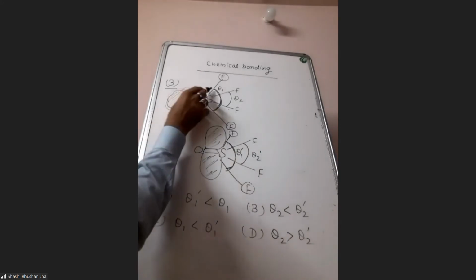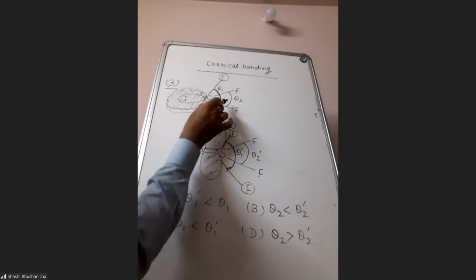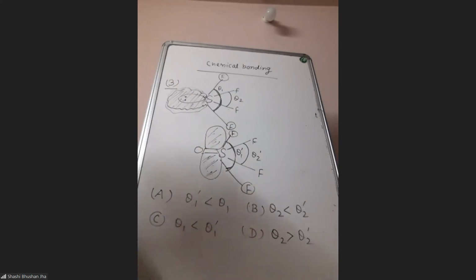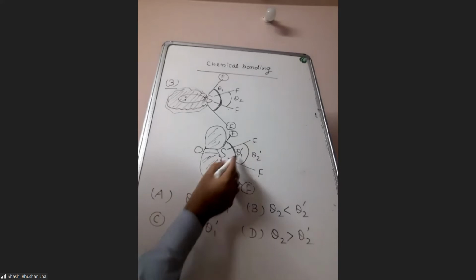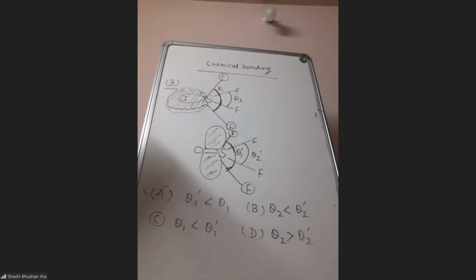The axial bonds are repelled by the pi electron density more in the second case. But here the lone pair will repel axial bonds less and equatorial bonds more. In the second case, this pi electron density will repel axial bonds more and equatorial bonds less. So because of more repulsion by the pi electron density, the angle between these two axial bonds will decrease more. So θ1 dash will be less than θ1. So option A is correct.